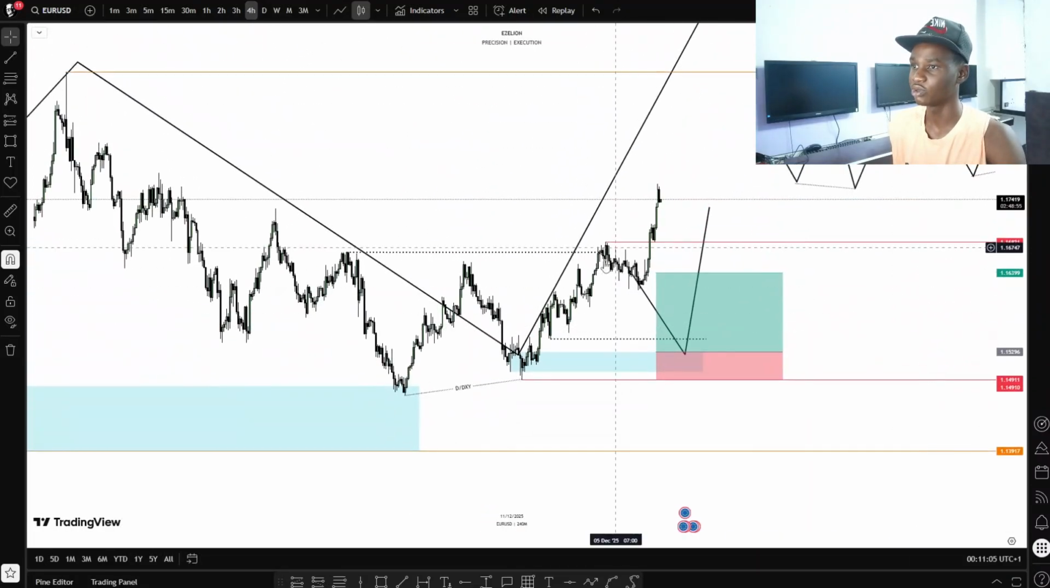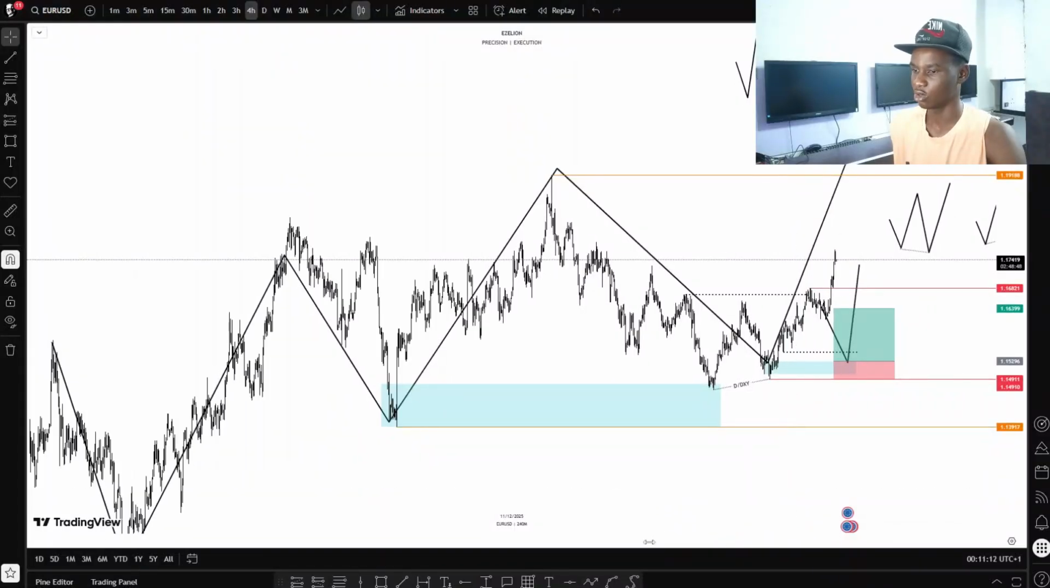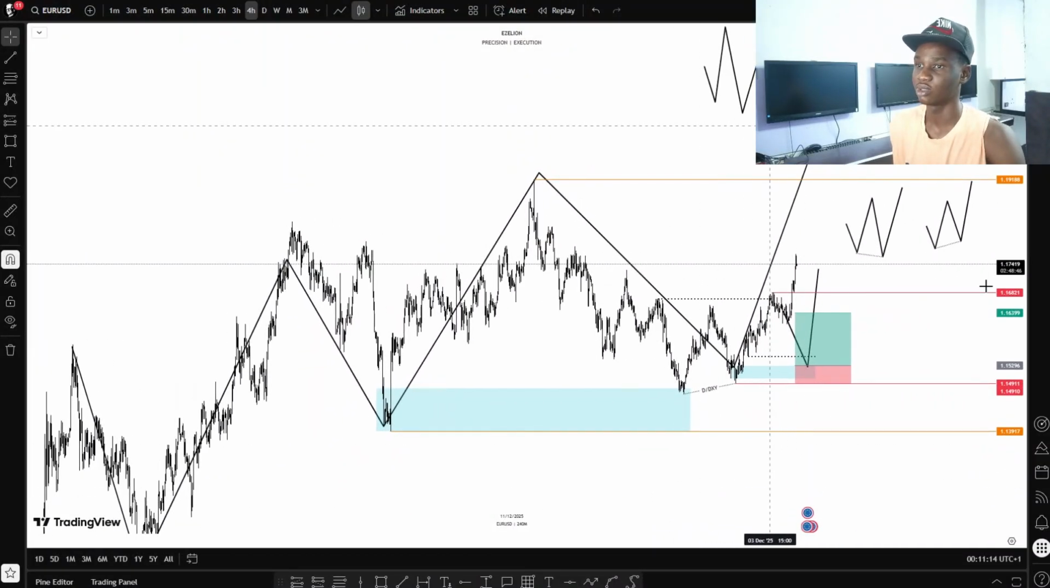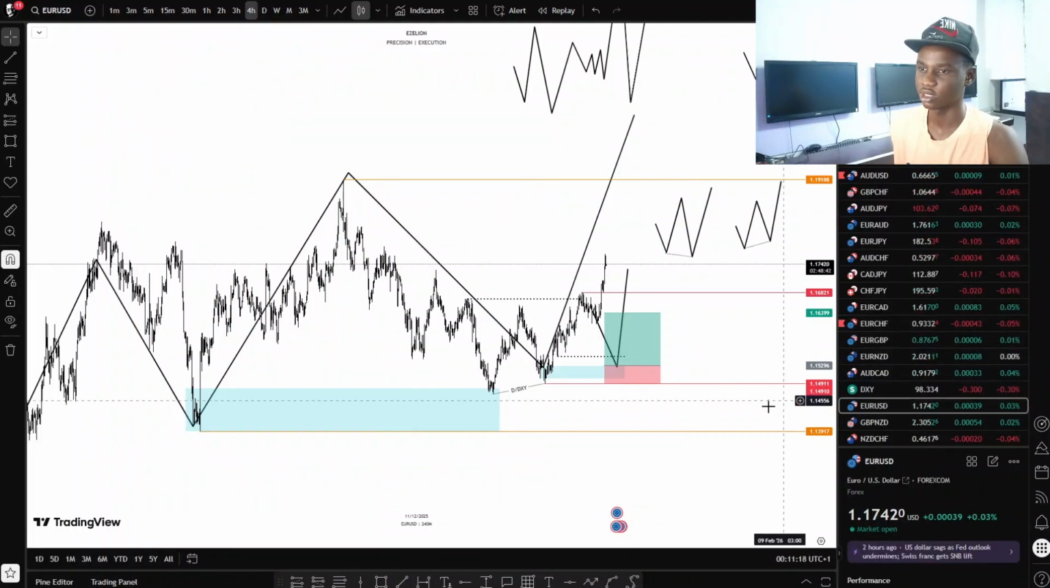We are looking for a retracement, but price has flown so high. And not to mention, this pattern is not clear yet, so I'm just going to be deleting this order right now. Price is already flying, so I'm deleting this order on Euro USD.